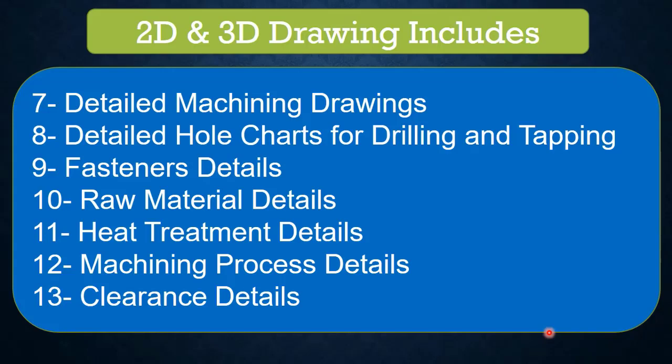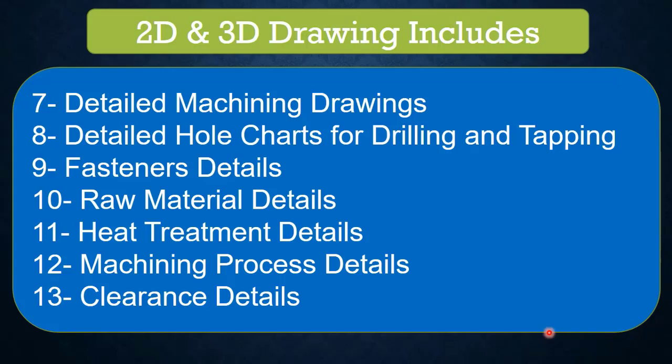And number 10, raw material details. Many types of material are used in die manufacturing with respect to fit and function. Hence each drawing should state the raw material, what size we need to cut, and what size we need to bring it to in the rough machining.